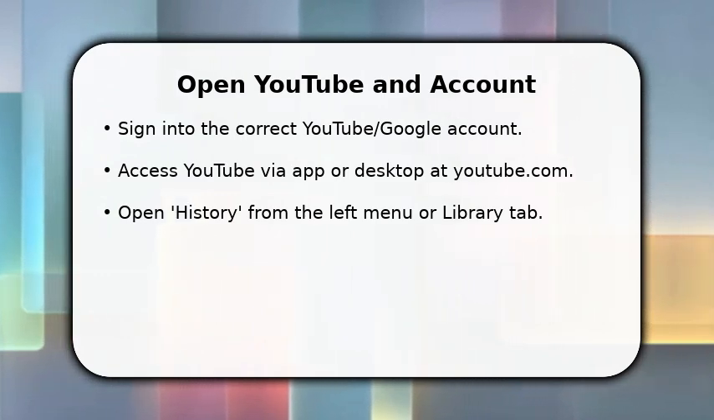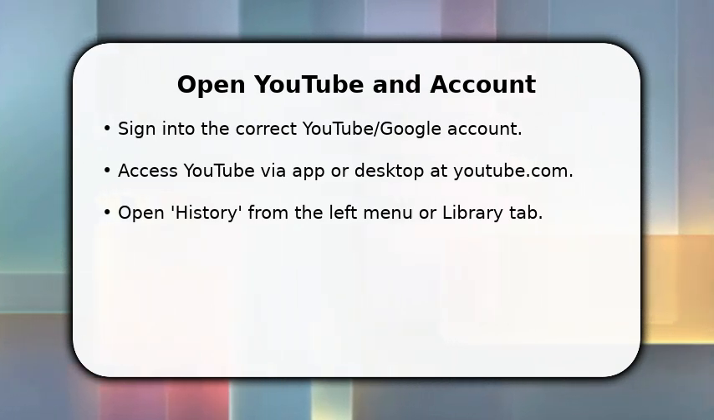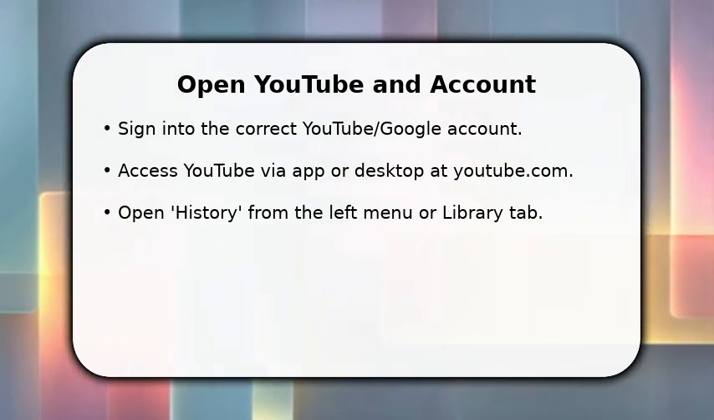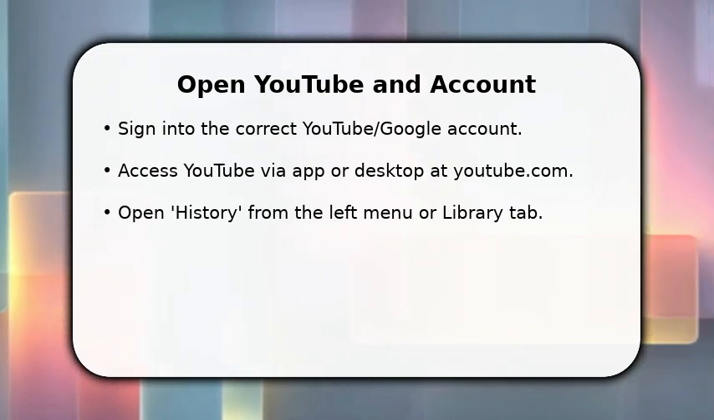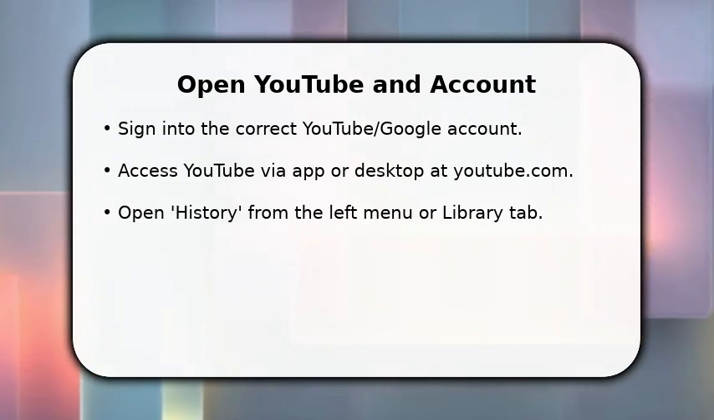Next, open YouTube in the app or a browser and navigate to Library then History, or use the left sidebar and click History. Once there, you'll see Watch and Search History filters. Make sure to select the correct history type before proceeding so you only remove what you intend to remove.